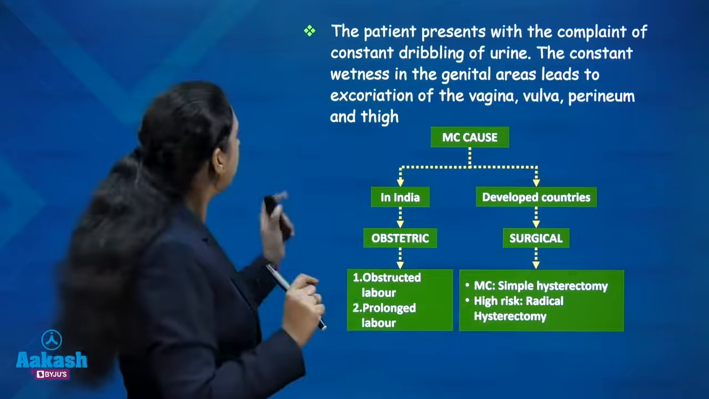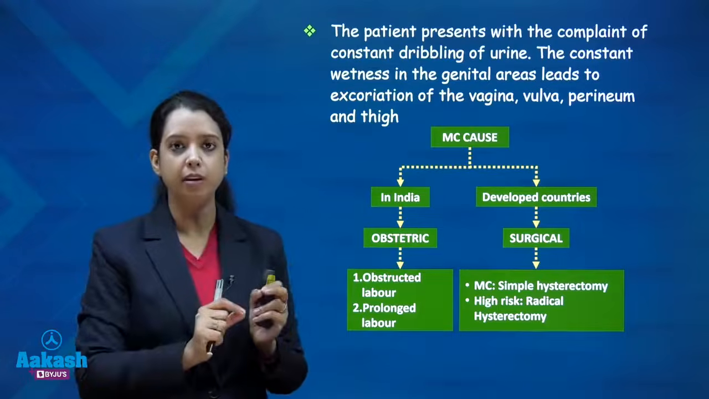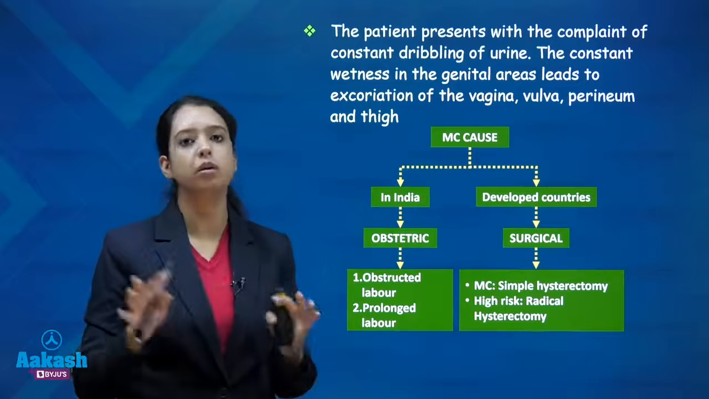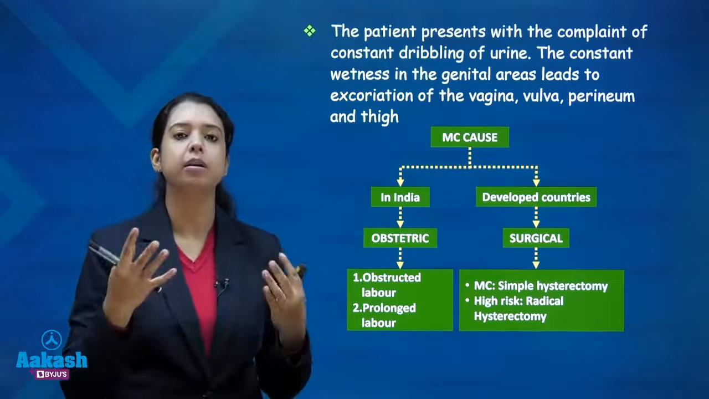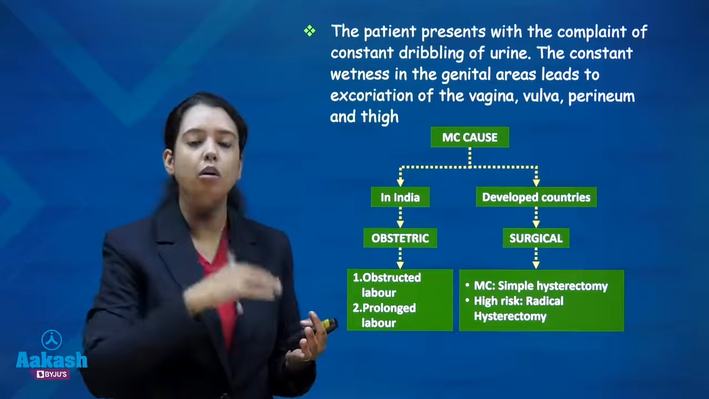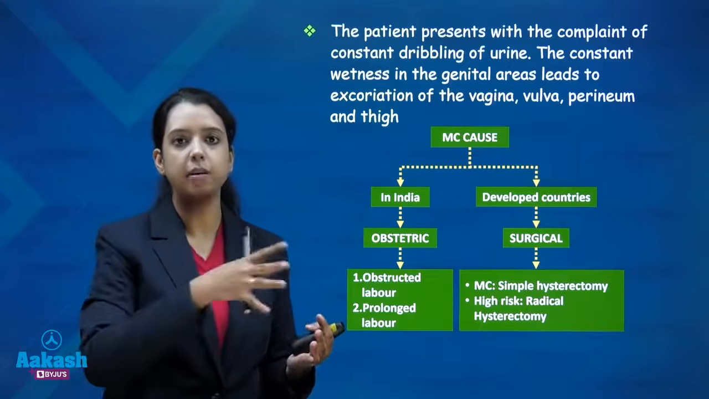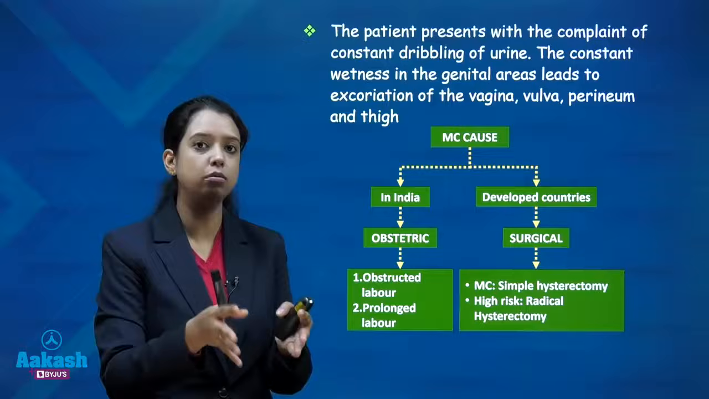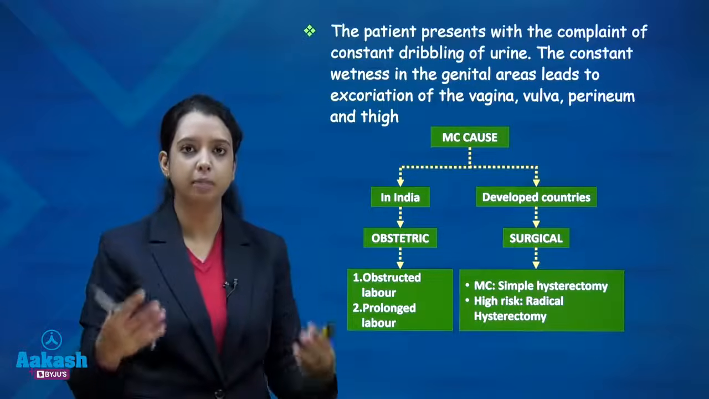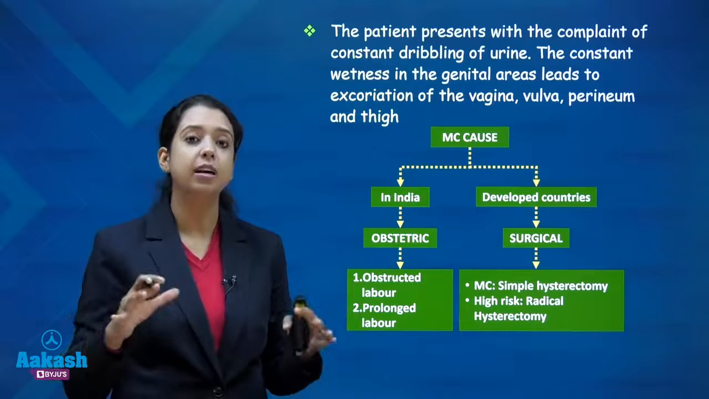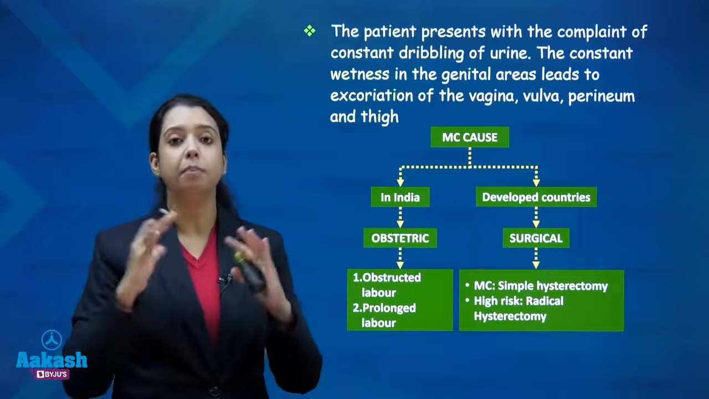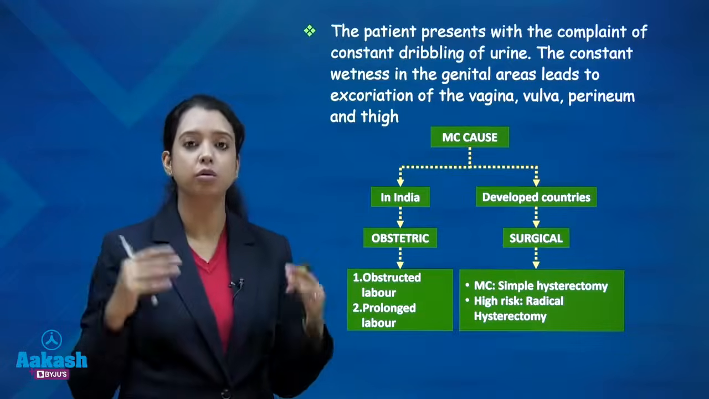Okay. Now, how will the patient present? If patient has VVF, patient will have constant dribbling of urine. So bladder will never be filled. She might not be able to urinate, as all the urine which is being collected will be seeping out through the vagina. So there will be constant dribbling of urine. Patient will be wet. There will be ammoniacal smell. Patient will have lesions at the perineal area because of constant urine dribbling.